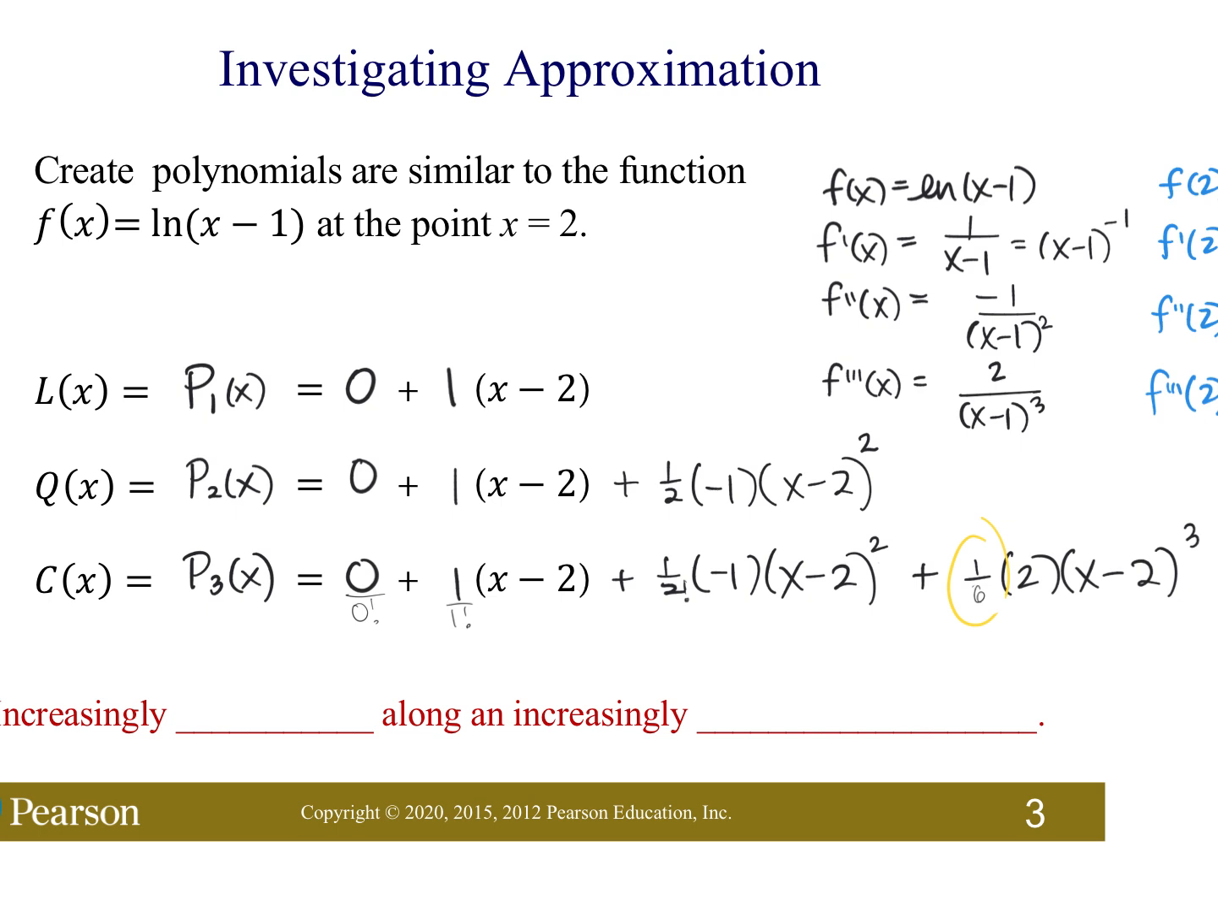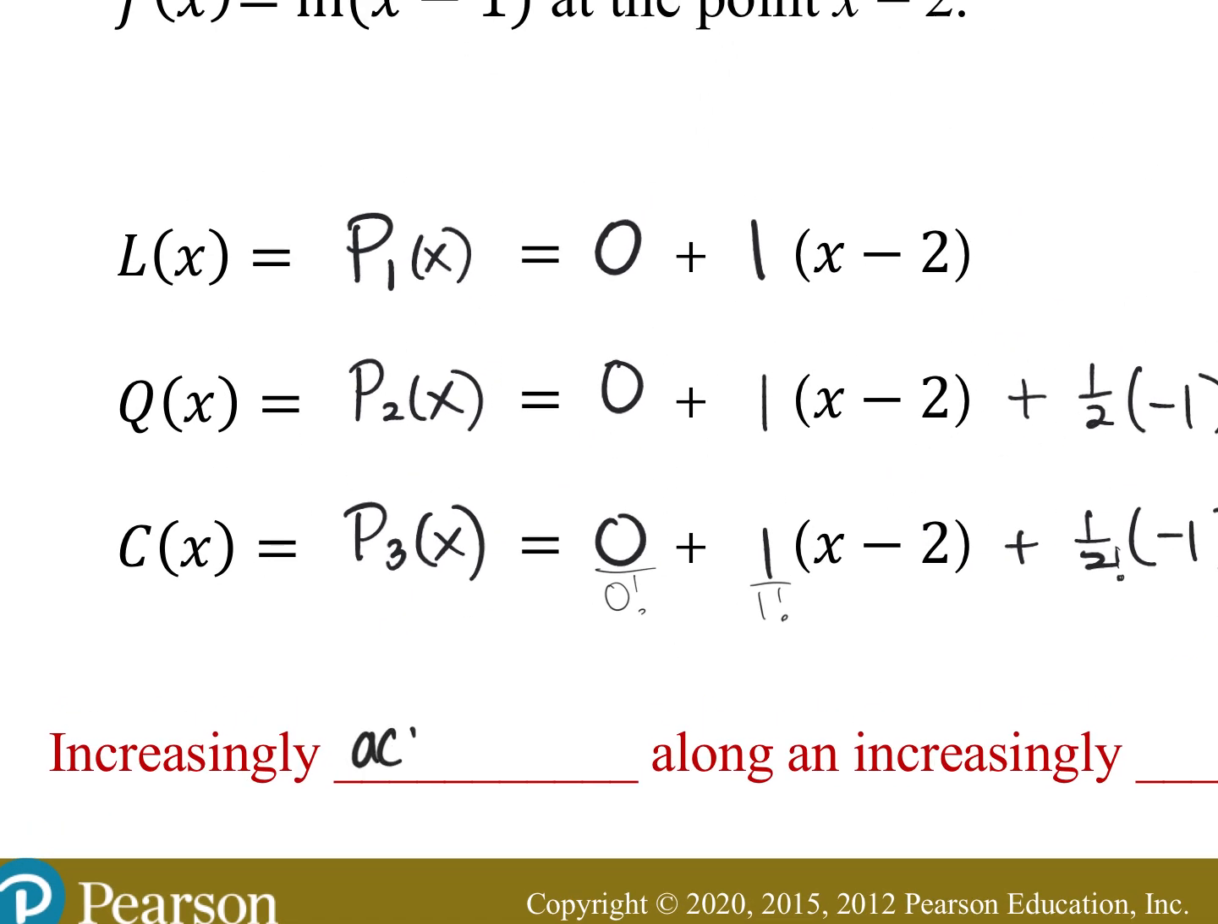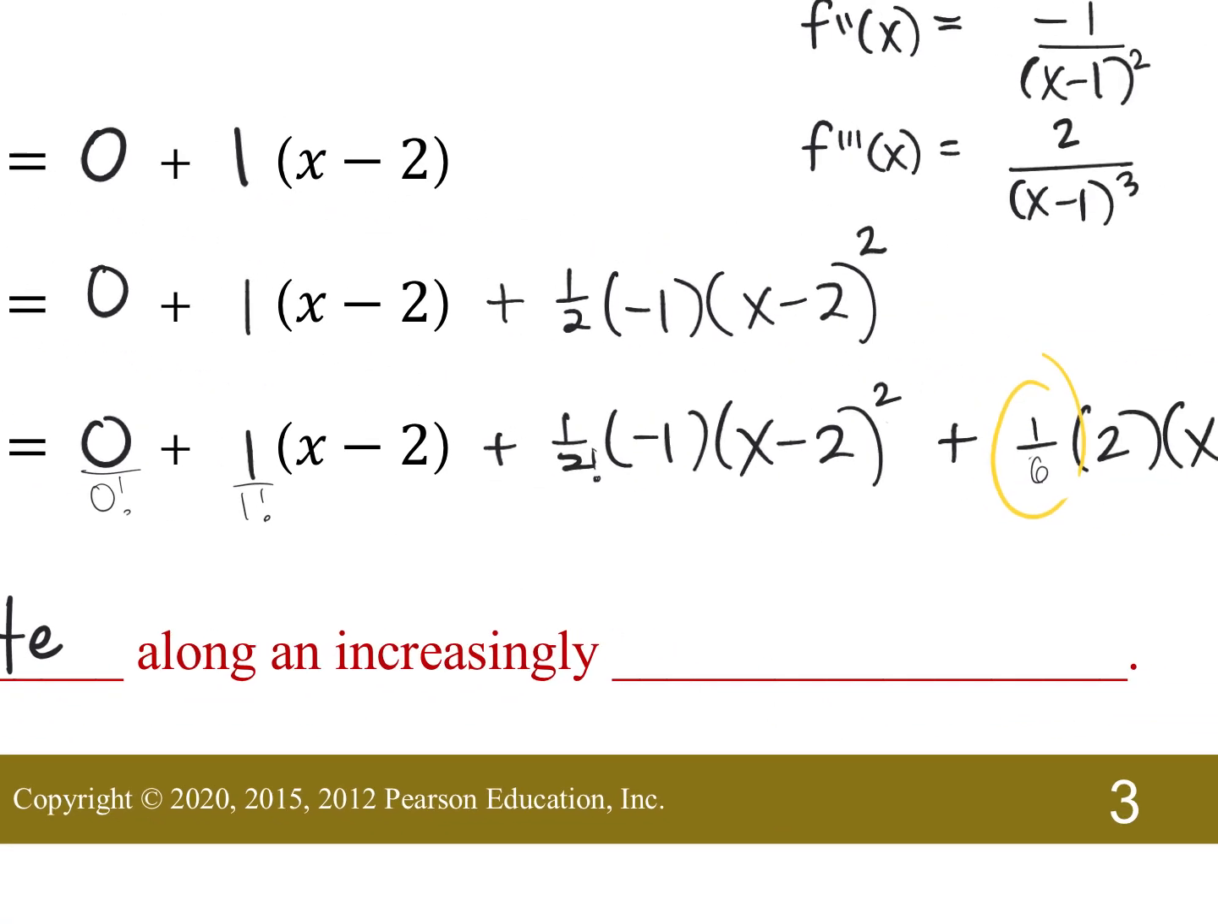So every time we extend our order a little farther, the polynomial more closely matches properties of the original function. It has the same slope, the same concavity, and the same change in concavity, which we call jerk. Each time, in those blanks there, we're getting increasingly accurate along an increasingly wider interval. In other words, the accuracy stays valid longer.